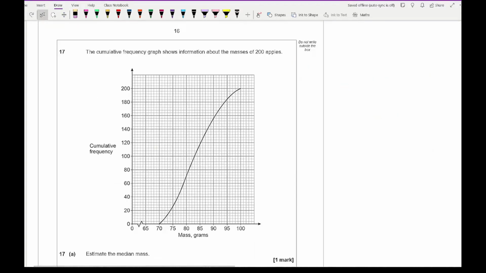Then looking at question 17, it says the cumulative frequency graph shows information about the masses of 200 apples, and 17a asks us to estimate the median mass. For this, we need to look at the highest frequency, which is 200. So the median is going to be at 200 divided by 2, which is at 100. I then need to draw a horizontal line from 100, and as soon as it hits the curve, I project downwards, and I would say the answer is around about 83.